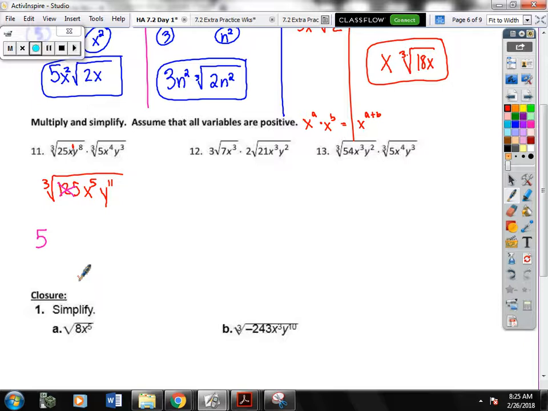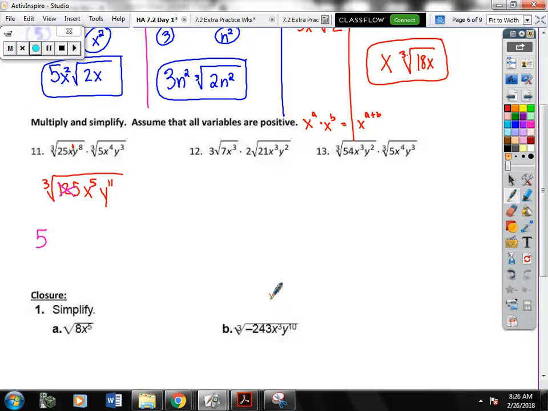Garrett? How would it be x? We had x to the first and x to the fourth. So I added that 1 in, the imaginary 1, and then I add those together. Anytime there's not an exponent written, there's an imaginary 1. So you kind of need to think about that to add it.